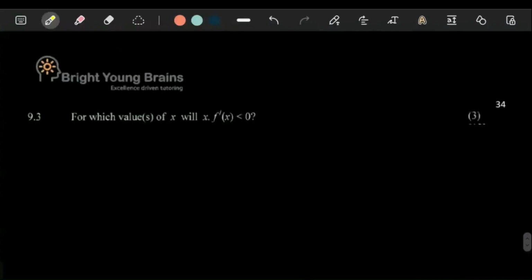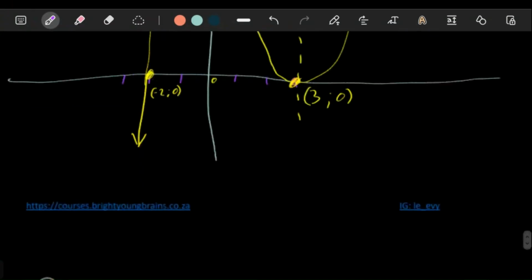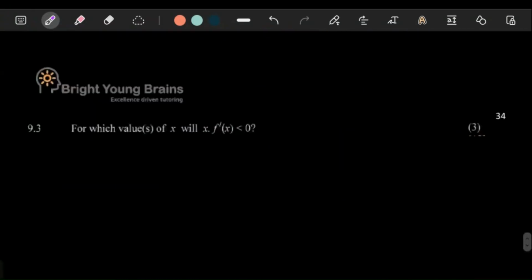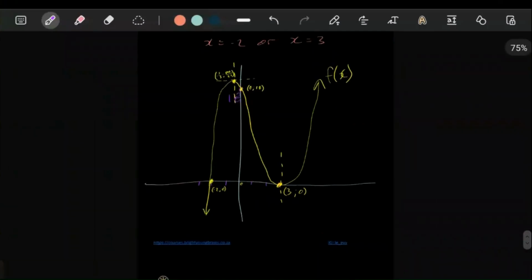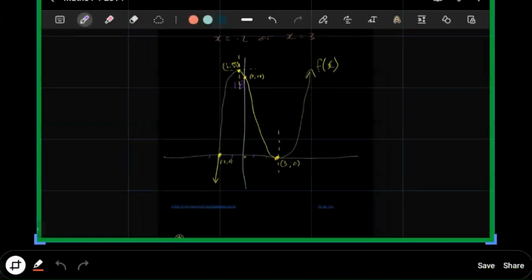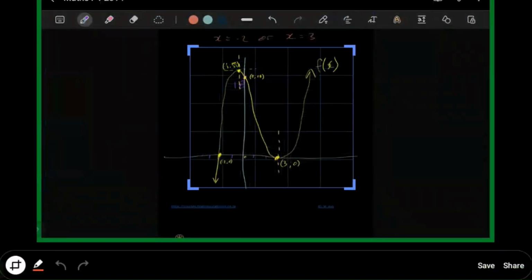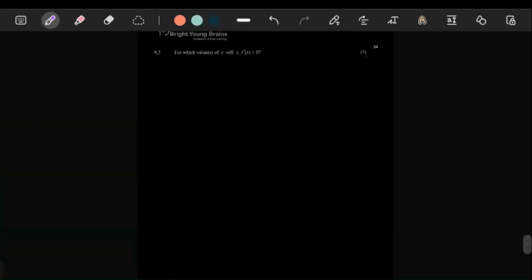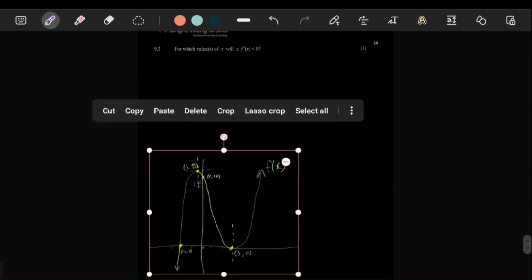And then for which values of x will this expression be smaller than 0? So this is the big idea. For which values of x will this expression be smaller than 0? What that means is you actually want to use your sketch in a question like this one. Yes, you definitely want to use your sketch. It makes life a bit easier. So let's take this sketch and use it to our advantage. What we're looking at here is the image of our cubic function.